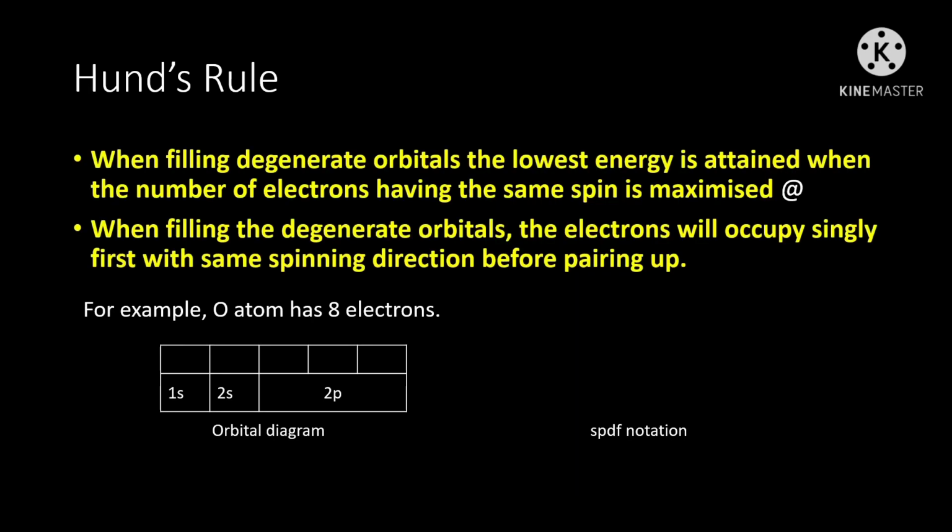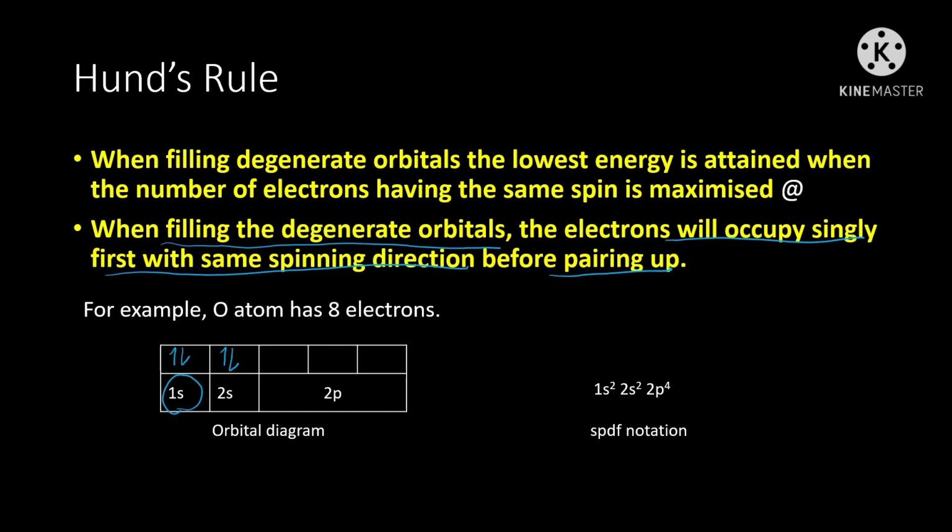The third rule is Hund's rule. When filling the degenerate orbitals, the electrons will occupy the degenerate orbitals singly with the same spinning direction first before pairing up. For example, oxygen with 8 electrons: according to the Aufbau principle, the lower energy orbitals will be fully filled first.